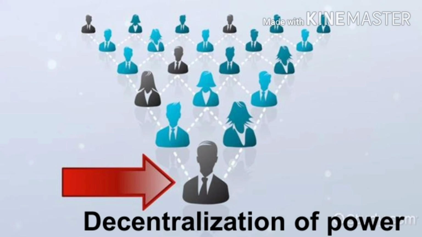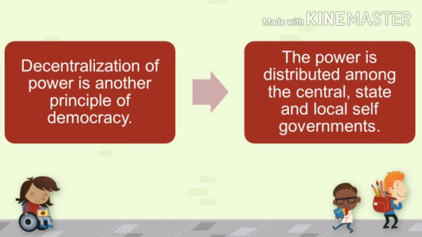Decentralization of power is the eighth principle of democracy. The power is distributed among the central, state, and local self governments. The centralized administration fails to reach the needs of the local people, and also the people cannot have their voice heard in the centralized system. If there is only one leader, he can't go and find out what's happening. So they have created certain small leaders who make sure that everything is running on time.